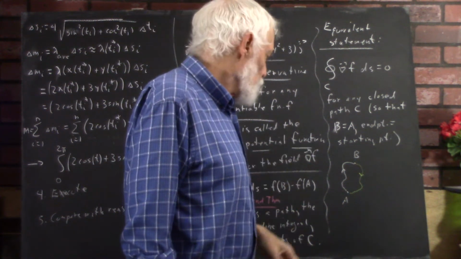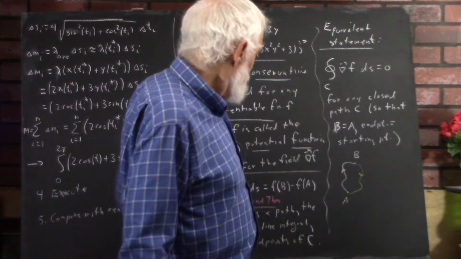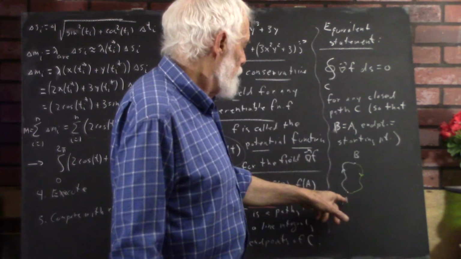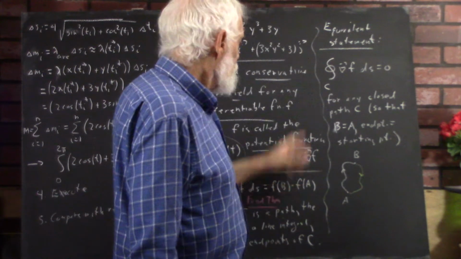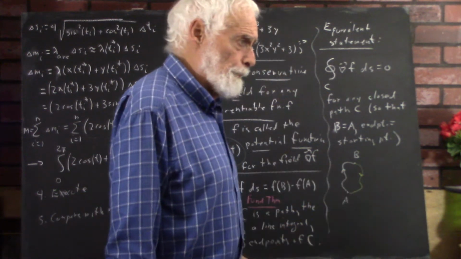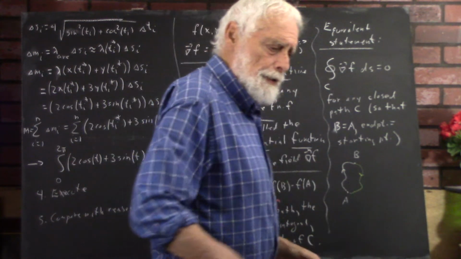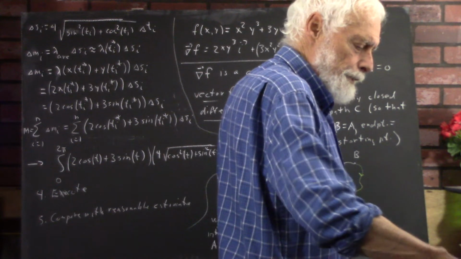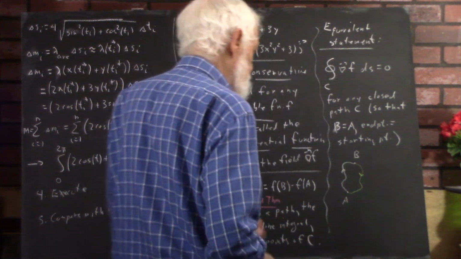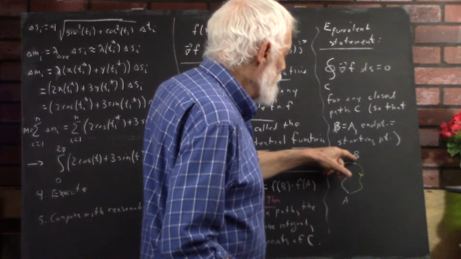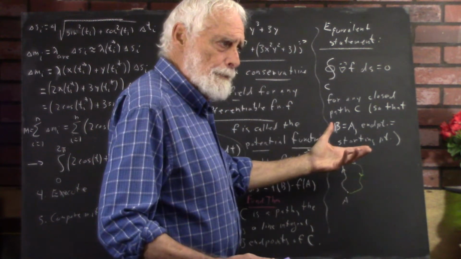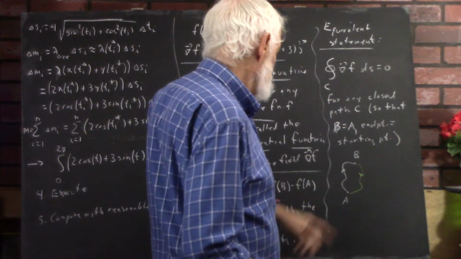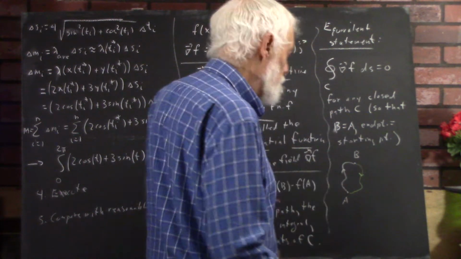You can also conclude this from this. If you have an integral from A to B, and the integral over any closed path is 0, then, and this is actually a little better than what I said last time, you could complete a path from B back to A, and the integral around this whole thing would be the integral over a closed curve.